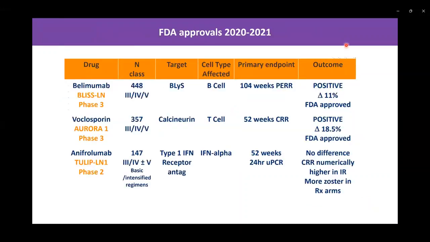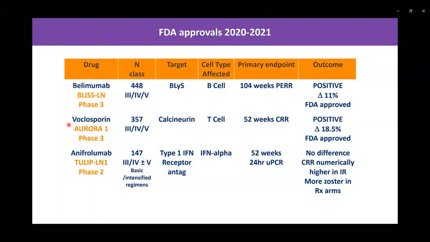In 2020-2021, FDA has approved 3 agents for lupus nephritis and lupus. So belimumab is a monoclonal antibody to B-cell activating factor and was shown to have a positive outcome in the BLISS-LN trial when it was added on to a standard of care therapy with either cyclophosphamide or MMF. The effect size was 11% at 104 weeks of follow-up.